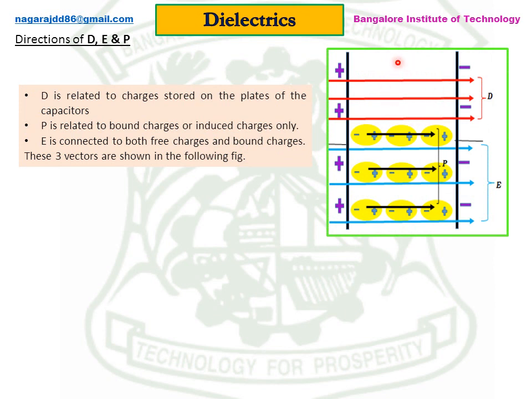In this region, there is no dielectric slab and these arrow marks represent displacement vector. In this region, we have dielectric material. So these arrow marks represent polarization vector and these arrow marks represent electric field vector. Look at the electric field vector. It is the combination of free charges as well as induced charges.